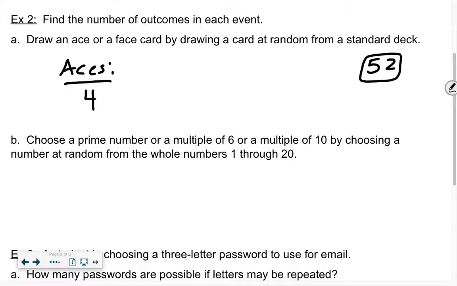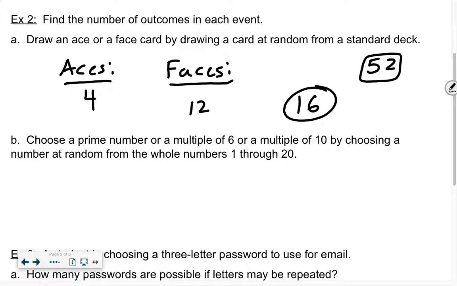If you think about our face cards, they are jacks, queens, and kings. So we have 3 of each suit, and then there's 4 suits, so 4 times 3 tells us that there are a total of 12 face cards in our deck. 12 plus 4 gets us our total of 16. Once again, if you go back and look at the wording of this problem, it's draw an ace or a face card. So we don't care which one we get as long as we get one or the other. So a total of 16 there.